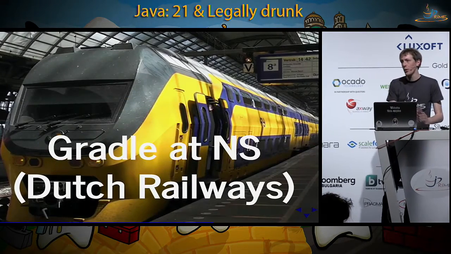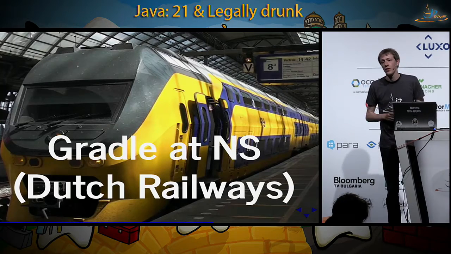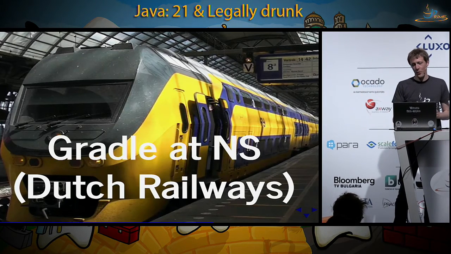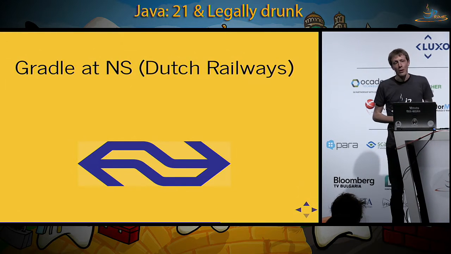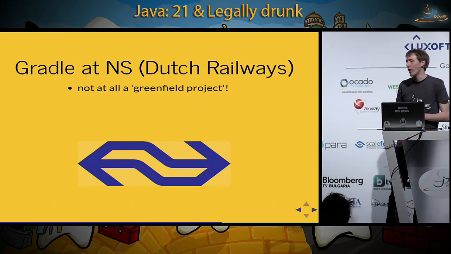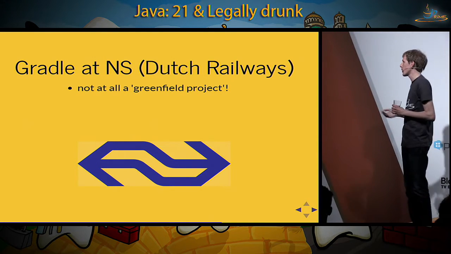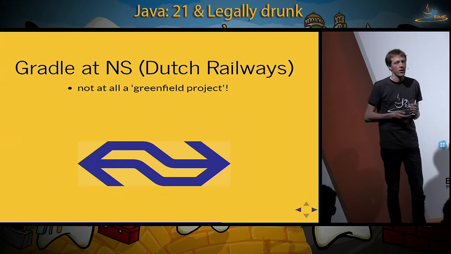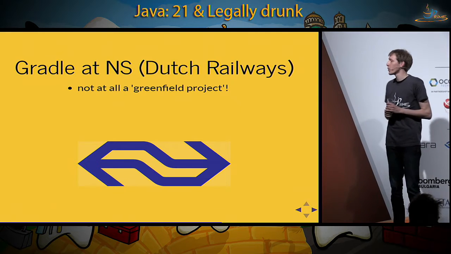So what did we do at NS, at the Dutch Railways? This is one of our magnificent trains, by the way, in yellow and in blue. That's why the background changes to yellow right now. These are the NS colors. Well, this wasn't a greenfield project at all. I told you before, we inherited some Ant scripting. People persuaded us and said, this is very good. And, well, actually, it was very complex and very verbose.